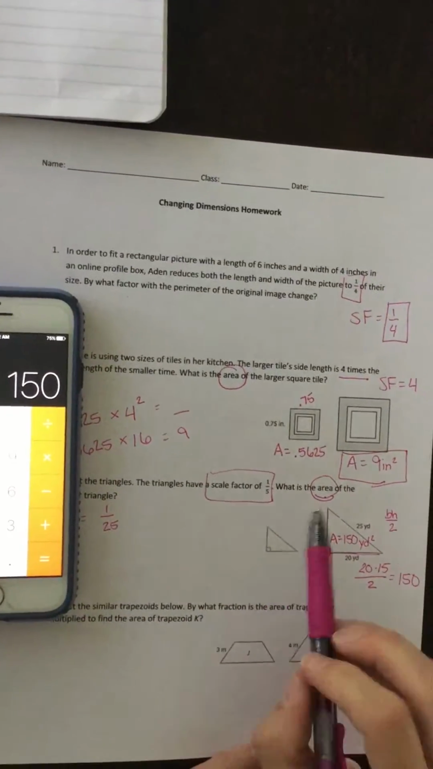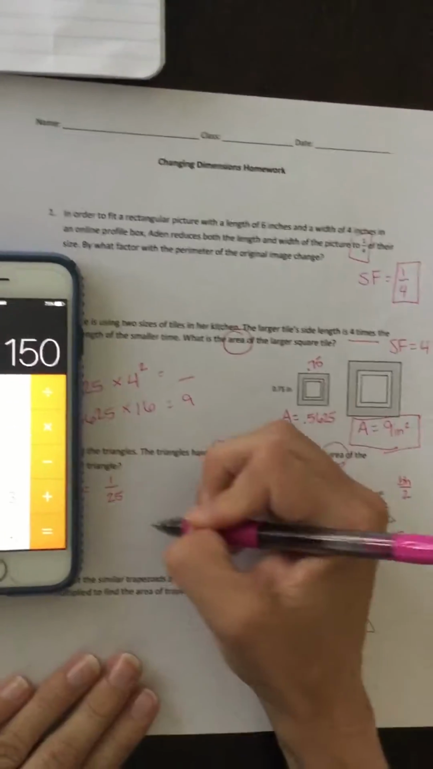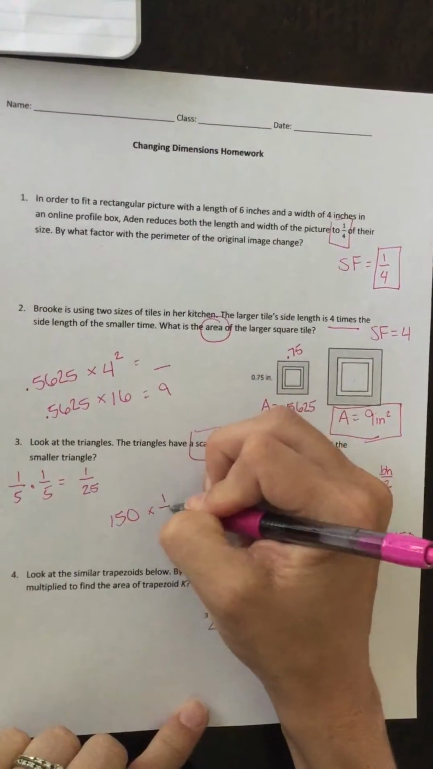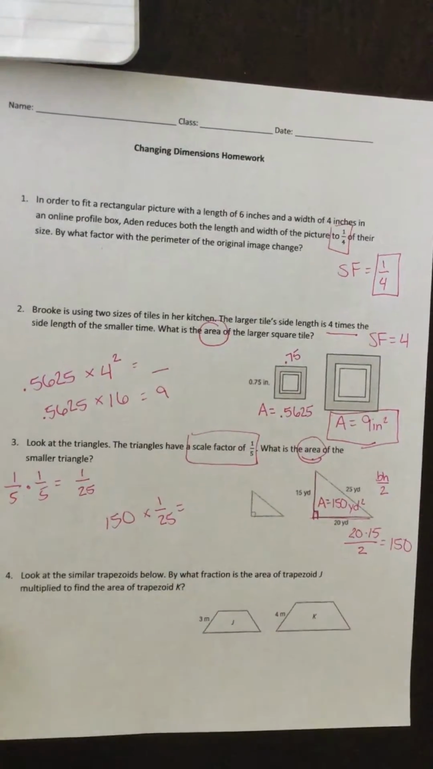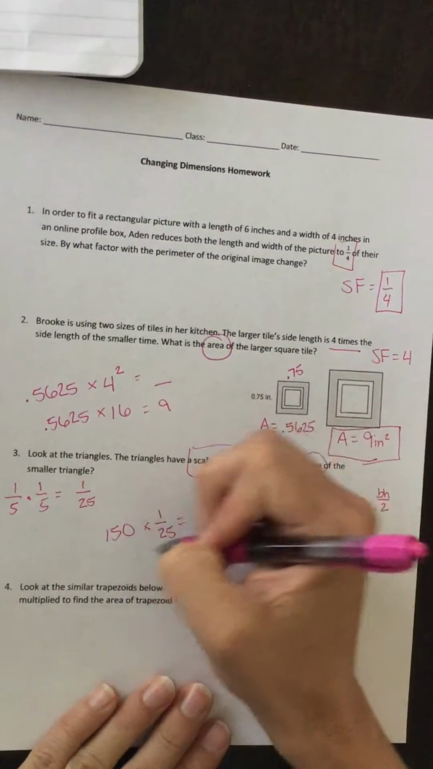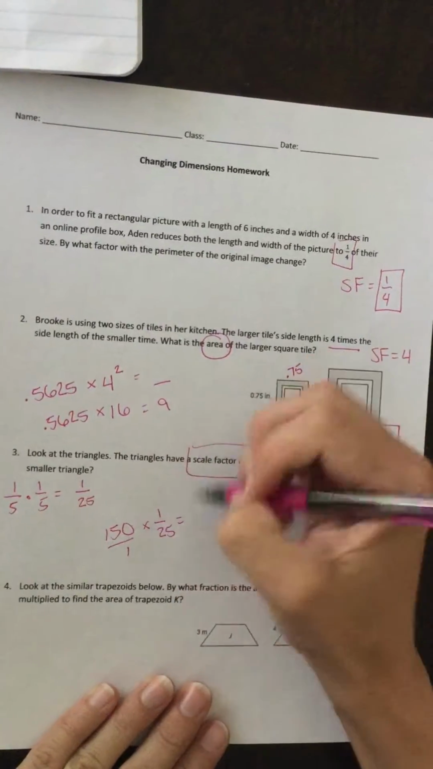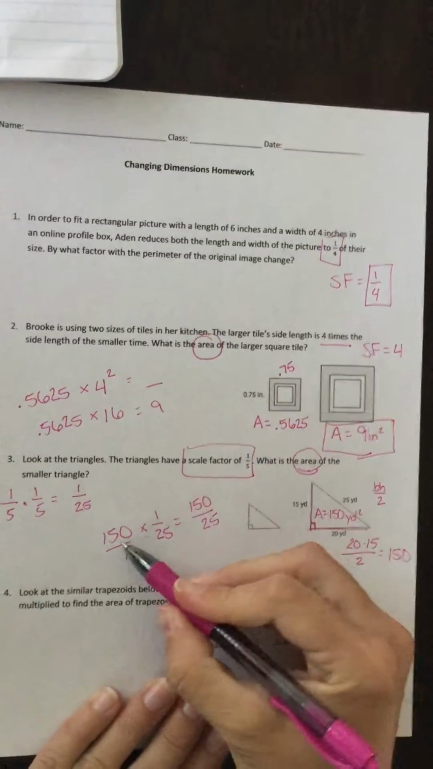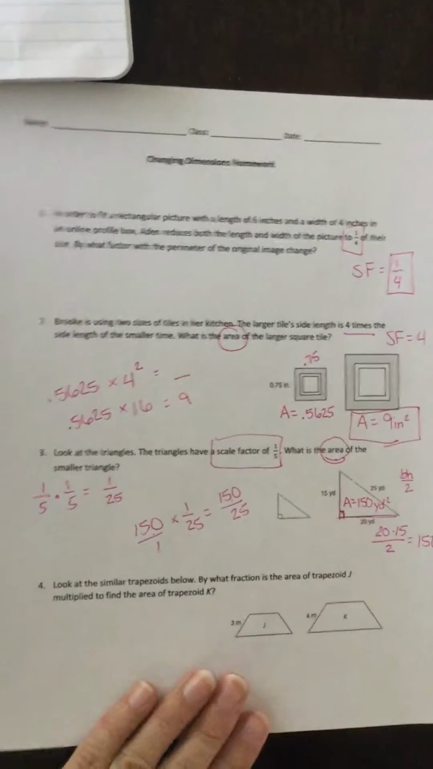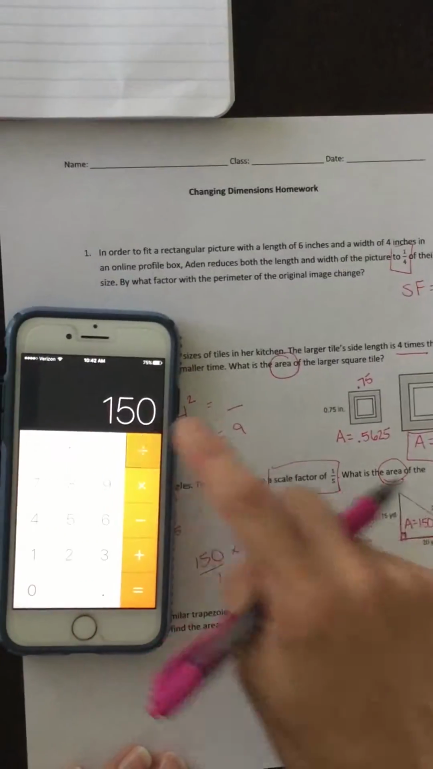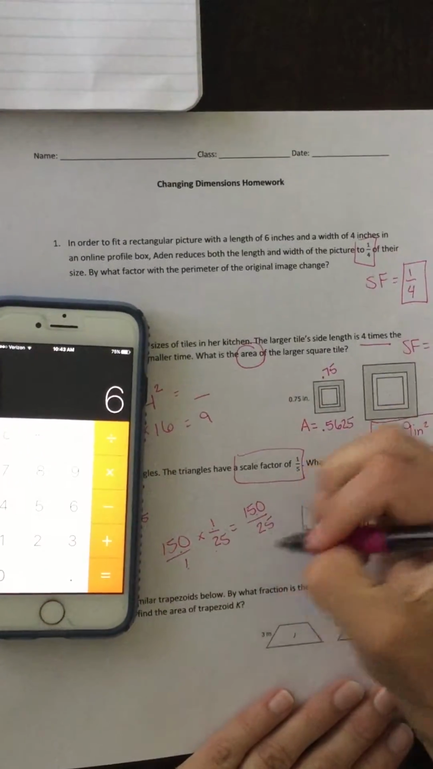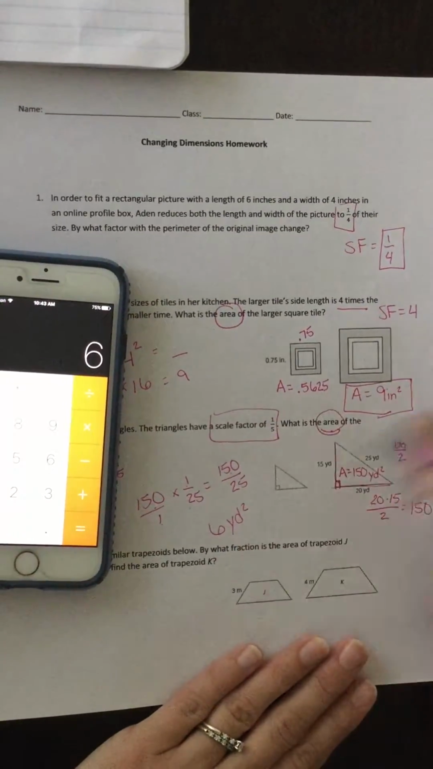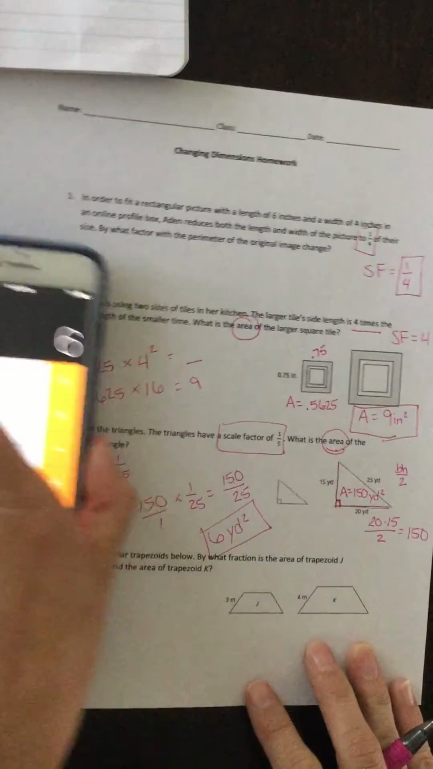And I know that the new one has a scale factor of 1/5. So I'm going to multiply the 150 times the 1/5 squared, which we already did, is 1/25, right? So basically when you're multiplying fractions, you go across the top and across the bottom. So this in essence is just 150 times 1 and then 1 times 25, divided by 25. So I'm going to take 150 divided by 25 and I get the area is 6 square yards for my smaller triangle.